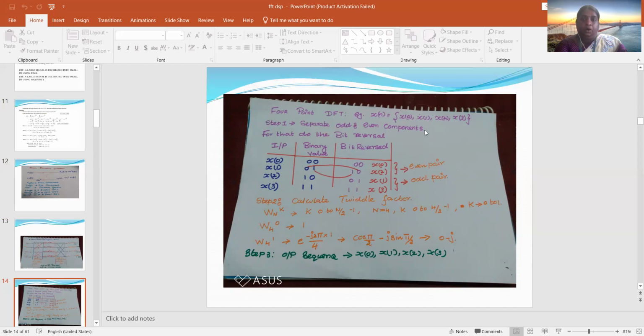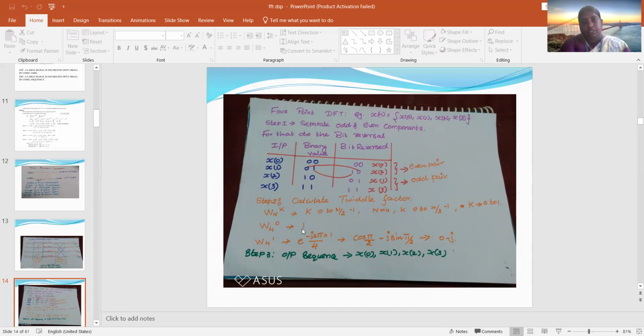Step 1, separate the odd and even components. We can separate it, and for that we have to do the bit reversal. Bit reversal means you write the values in binary, 00, 01, 10, 11, and then you reverse the bits and you will be getting the even pair and odd pair. And then calculate the twiddle factor, W N K. The K value is between 0 to N by 2 minus 1. Since it is going to be the 4-point, 4 by 2 is 2, and 2 minus 1 is 1. So 0 to 1, so two twiddle factors will be coming. One value taking 0 and another value taking 1.